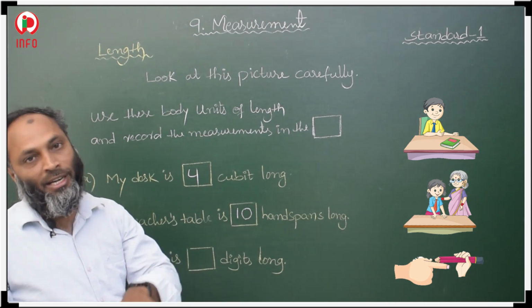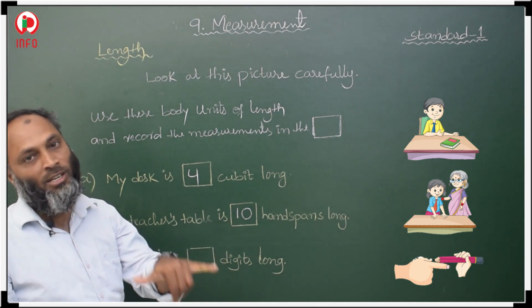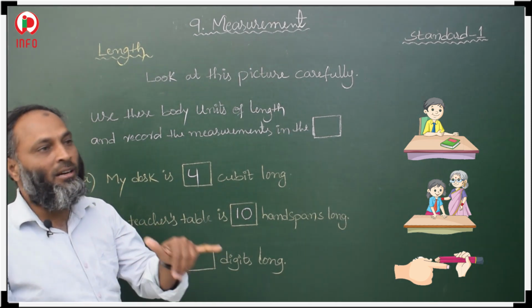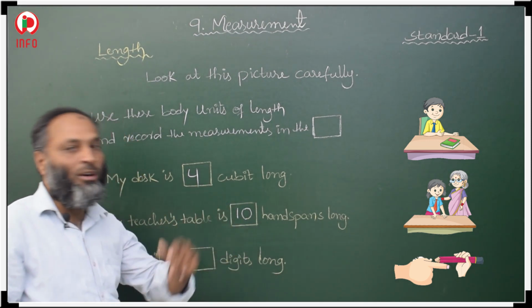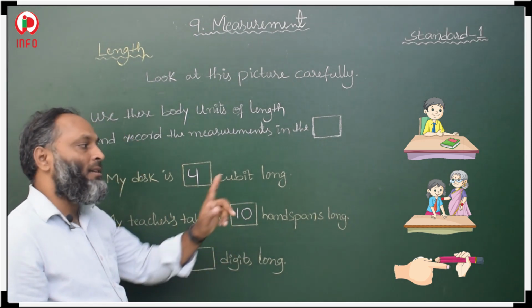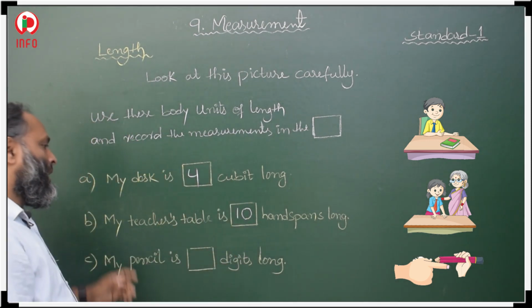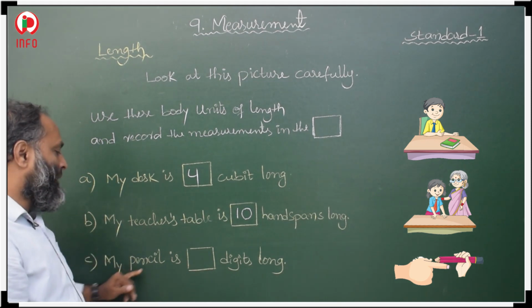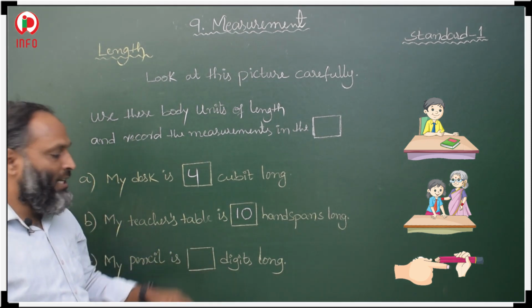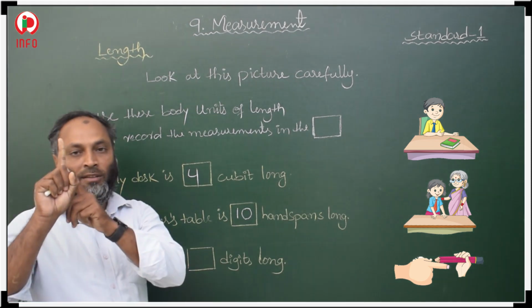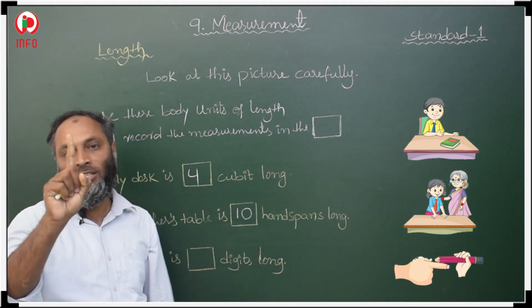But you count and write how many hand spans your teacher's table length is. According to that, you write your number in this box, okay. The second picture is over. The third picture: my pencil dash digit long. Digit means the length of this first finger. First finger length is 1 digit.